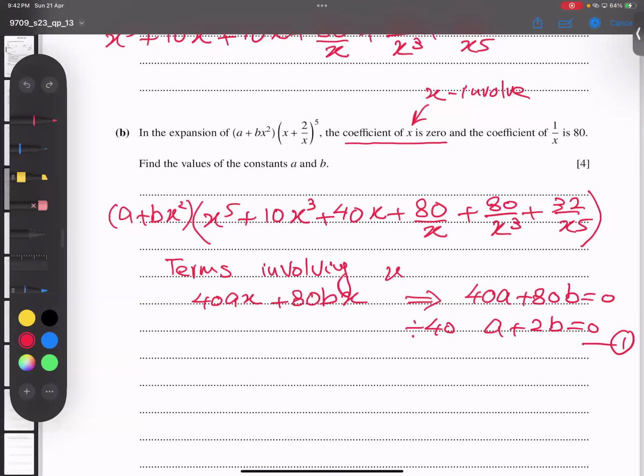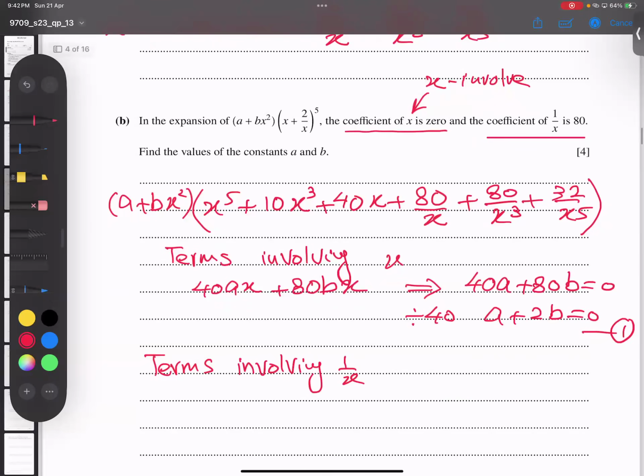Now let's move on to the next. He said the coefficient of 1 over x is 80. I'm writing here terms involving 1 over x. So how to get 1 over x? So a multiplies with this term, I'll get a times 80 over x. So 80 over x. So this x square cancels x cube, so I will get x in the denominator. So b times this, so 80b over x. I think the idea is clear.